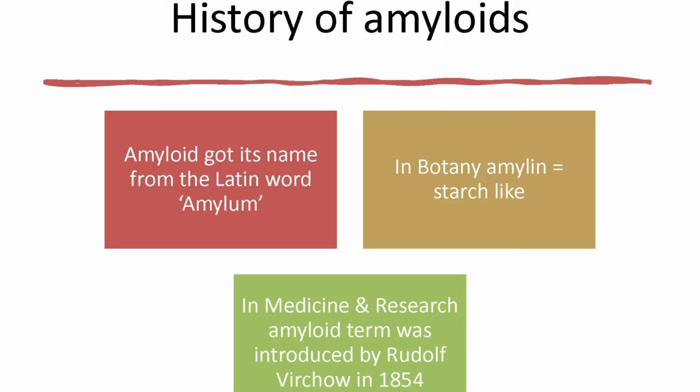Let's take a break and come to the history of the amyloids. Now, the term amyloid has got its name from the Latin word amylum. In botany, this particular term is very familiar and it means starch-like. In medicine and research, the term amyloid was introduced by a great researcher called Rudolf Virchow in the year 1854.